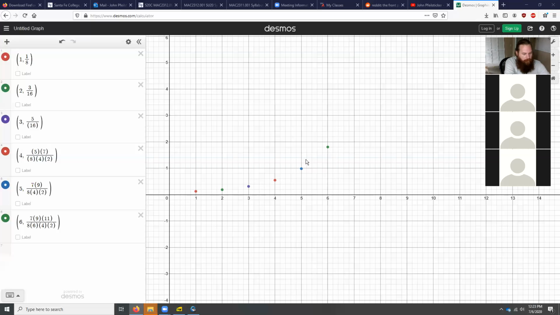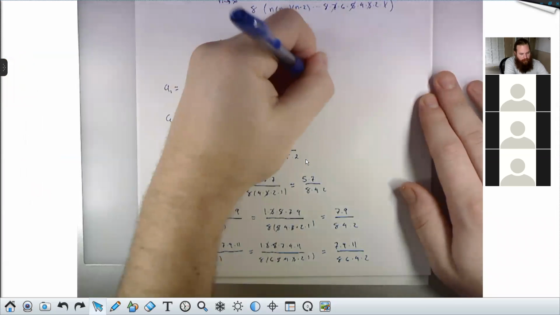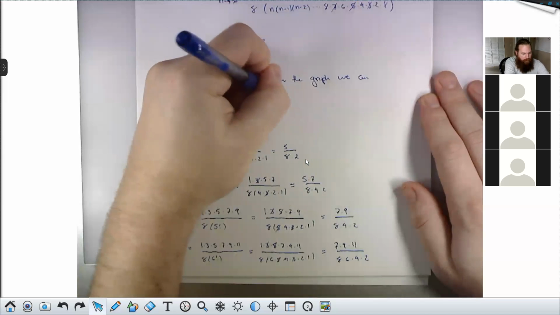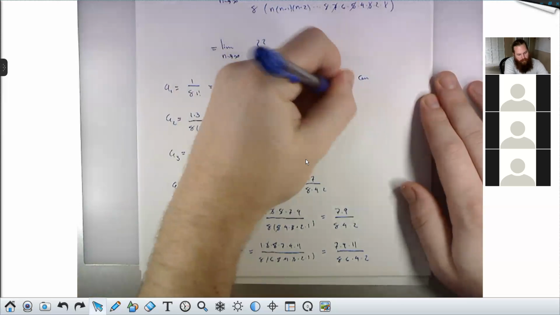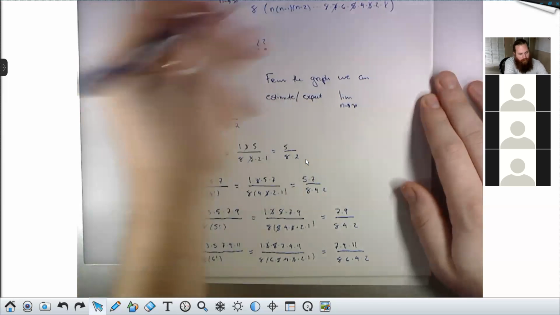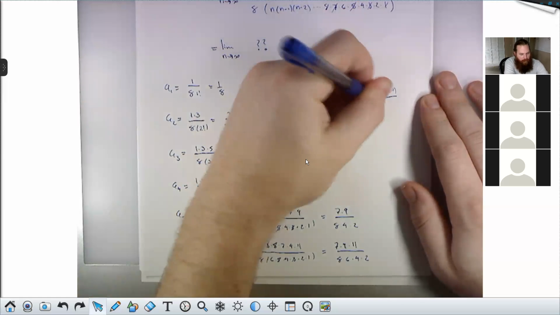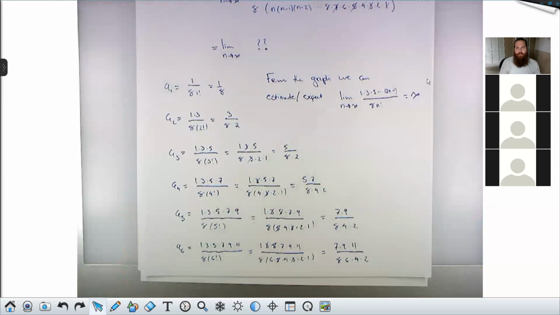So from the graph, we can estimate or expect that the limit as n goes to infinity of 1 times 3 times 5 out to 2n minus 1 over 8n factorial is equal to plus infinity. And remember, that would mean that the sequence diverges, right? We say a sequence converges if the limit exists and is finite. Yeah, so in other words, the numerator grows faster.